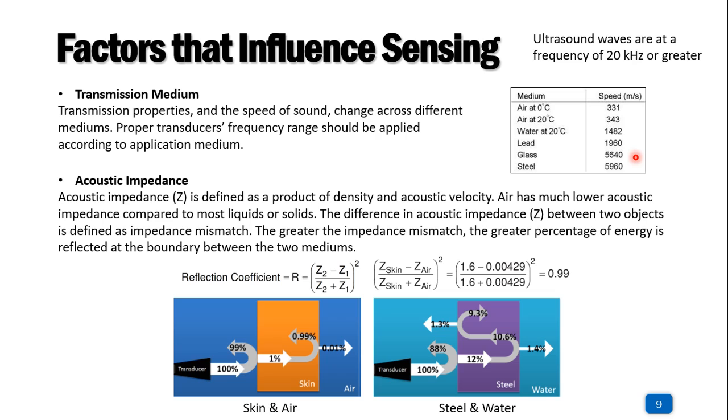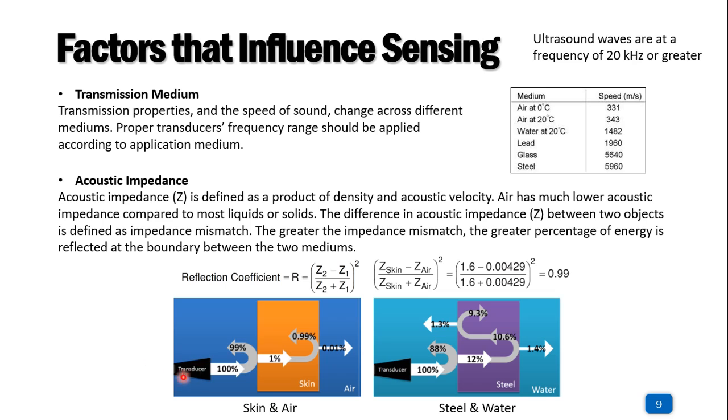The next thing is acoustic impedance. We can define it as the product of density and acoustic velocity. Air has a much lower acoustic impedance in comparison with liquids and solids. The important point here is that the greater the impedance mismatch between two mediums, the greater the percentage of energy that is reflected back. So we have two examples here.